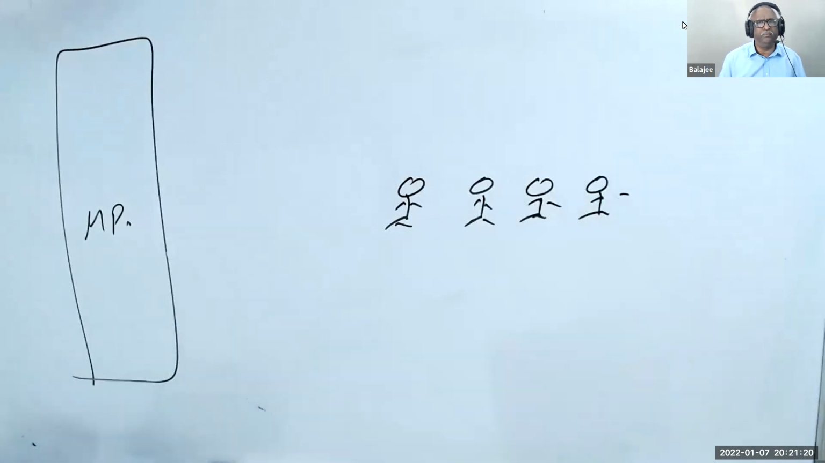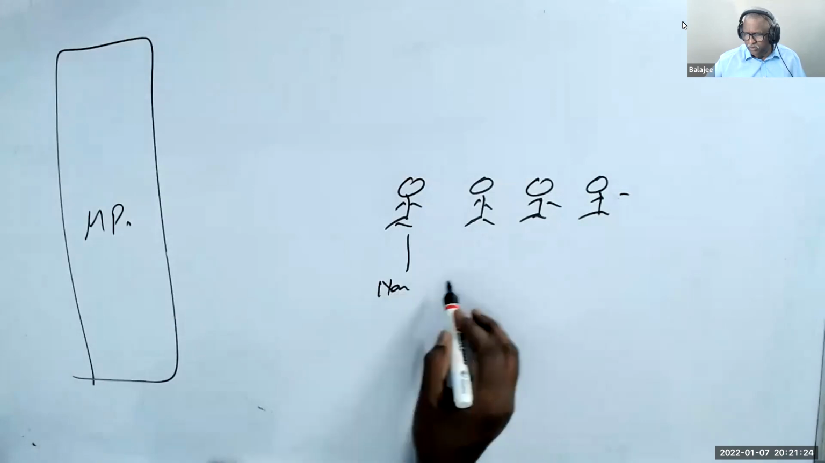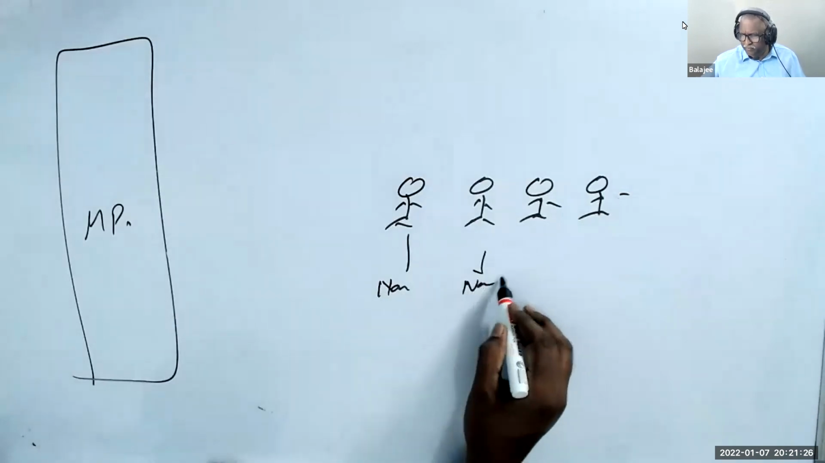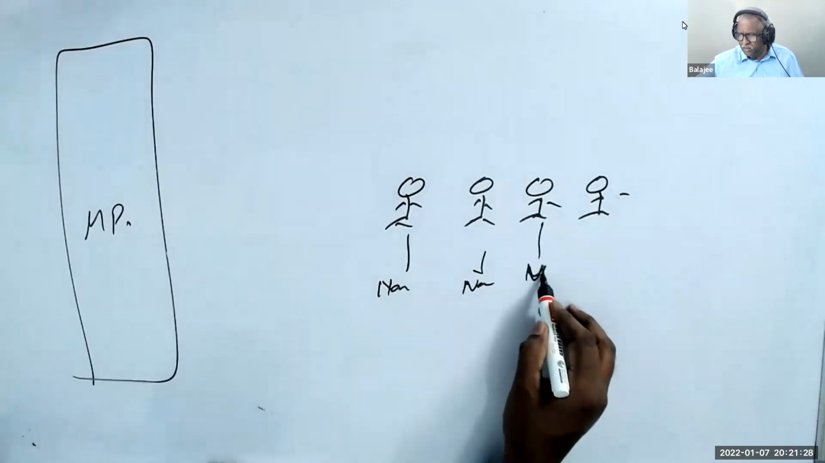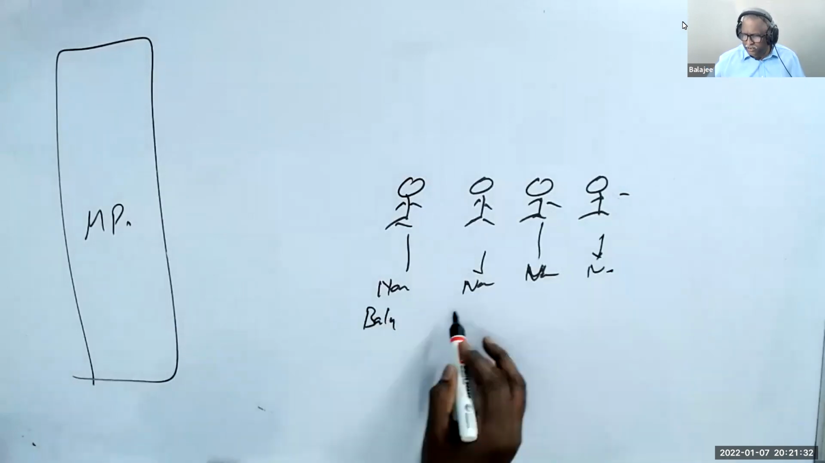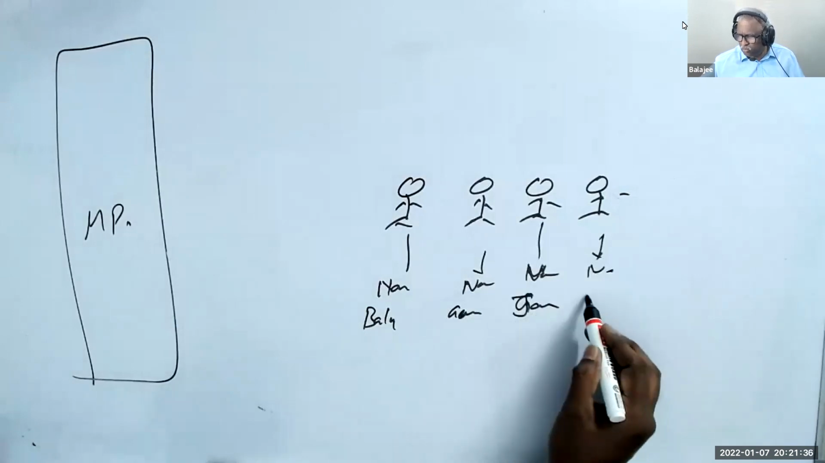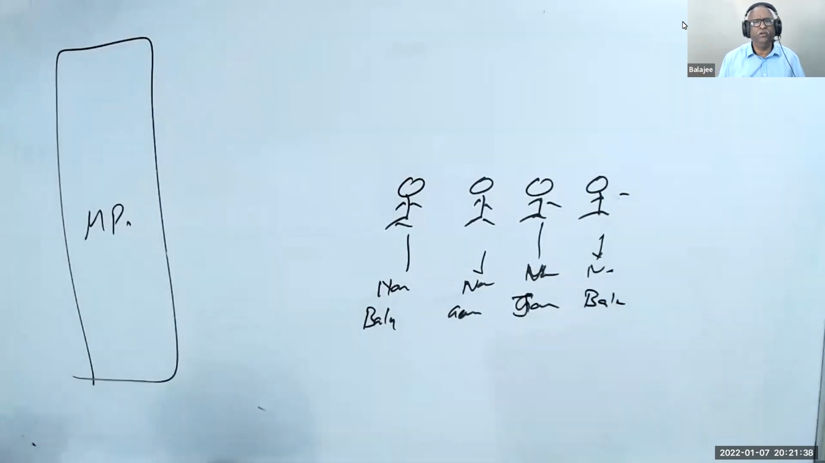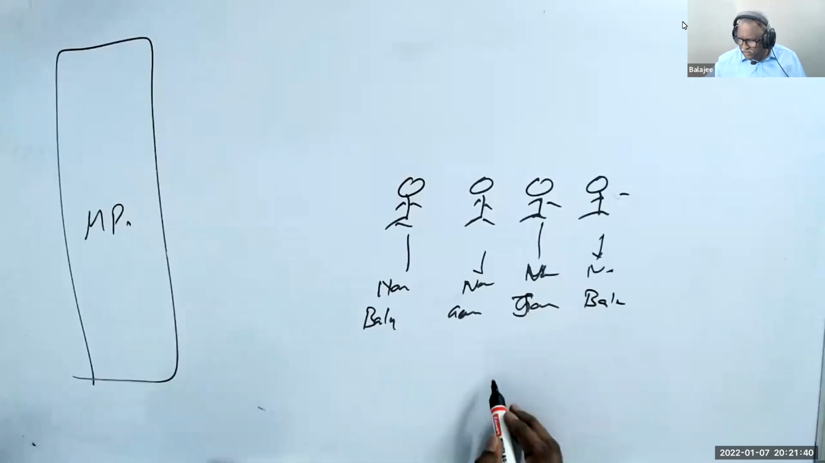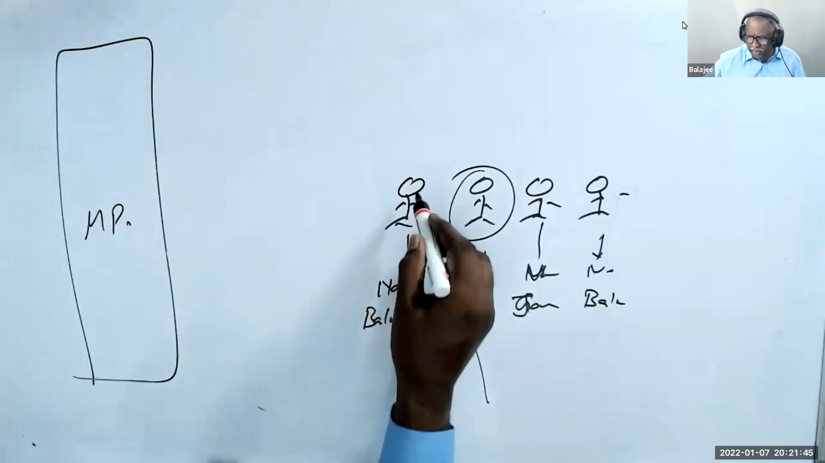A lot of students will be there. Each one is having a name. So one could be Bala, Ganesh, James, Balu, whatever it is. If you call Ganesh, this guy will say yes, because that is his name. If you say Bala, this guy will say yes.